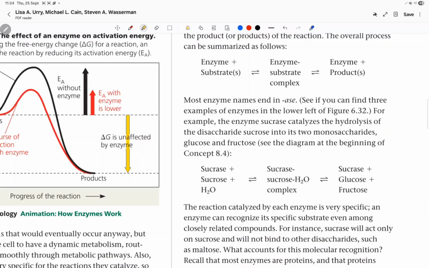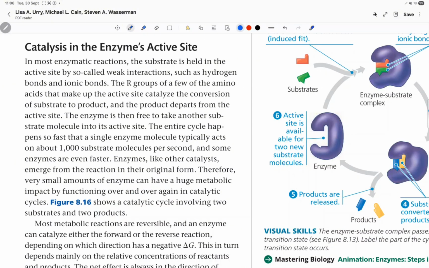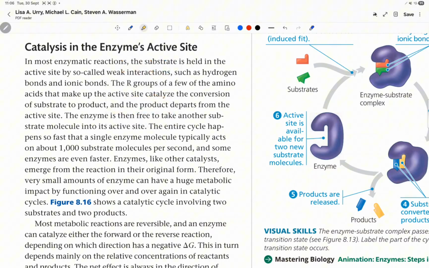Whenever you see ase at the end of a word, that basically means enzyme. Like sucrase breaks sucrose down. Sucrase can only bind to sucrose, but not to maltose. The active site is the special place on the enzyme where the substrate is able to fit and bond for a while until the reaction is finished.